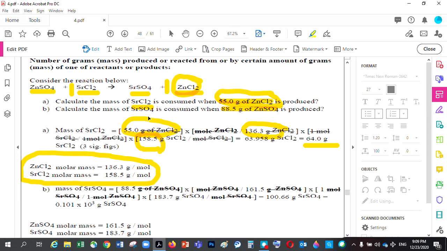In B it is the same thing. We started with 88.5 grams of zinc sulfate, correct? That's the reactant, and you divide it by the molar mass. Here it is the molar masses we are looking for. You divide it by the molar mass of zinc sulfate, which is 161.5. So you started with this zinc sulfate amount in grams, divide by the zinc sulfate molar mass, 1 to 1 mole ratio. Then you multiply it by the strontium sulfate molar mass, which is given to you here, to get the number of grams of strontium sulfate.